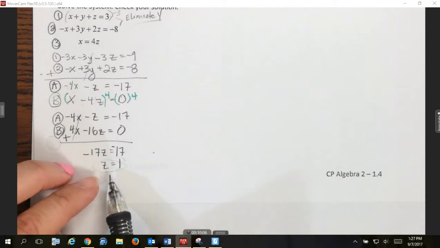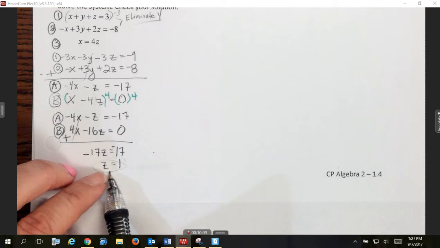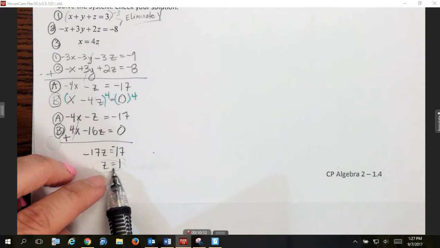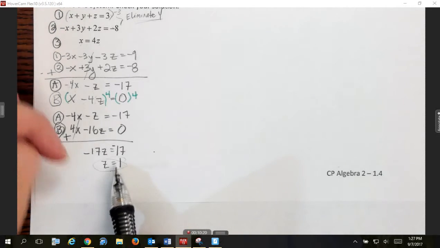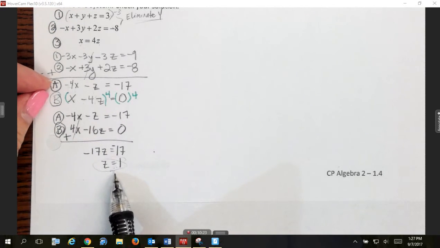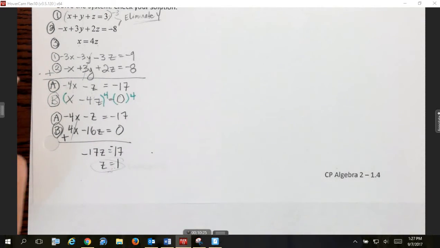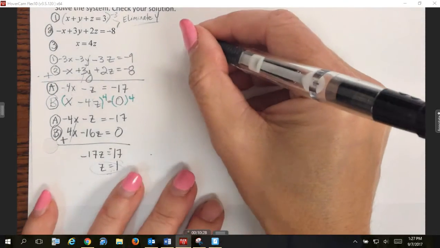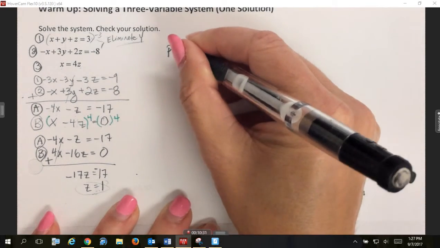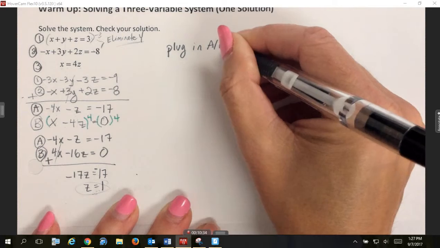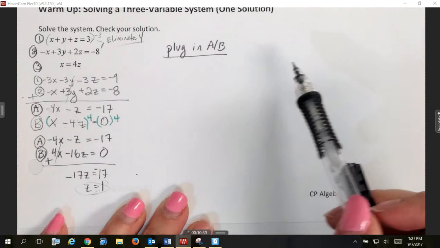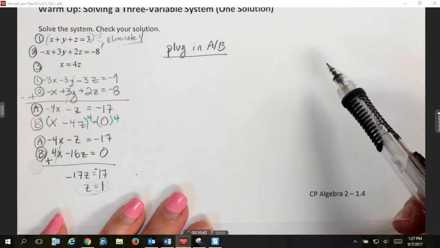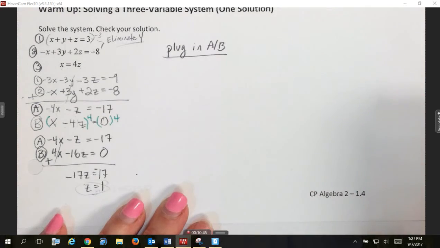All right. At this point, when we have one variable, we're going to plug it back in to find a second variable. If you take that z equals 1 and you go all the way up to equation 1, you're not going to be able to solve it because equation 1 has 3 variables in it. So what we're going to do is we just go back to either equation A or B. That's our next step, we're going to plug in A or B. Now, if you're writing notes, I'm writing in plug in A or B, just so everybody knows what we're doing. But when I actually do my assignment, I'll write which one it is. I'll write plug in A or plug in B.